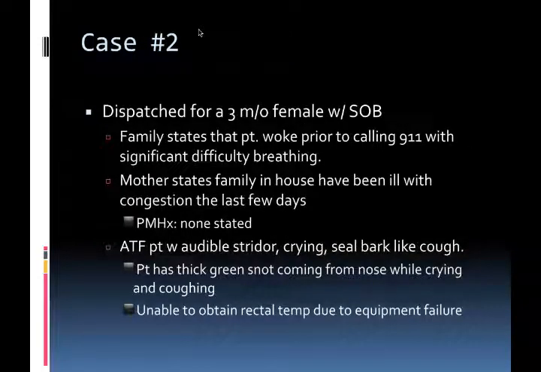So case 2. This is a 3-month-old with shortness of breath, and this is again a reiteration of what Dr. Mock had talked about in his discussion on croup. Woke prior to calling with significant difficulty breathing, and there had been a virus in the house for several days. Had audible stridor, was crying, and had a seal bark-like cough, characteristic of upper airway obstruction. Thick green snot coming from the nose while crying and coughing.